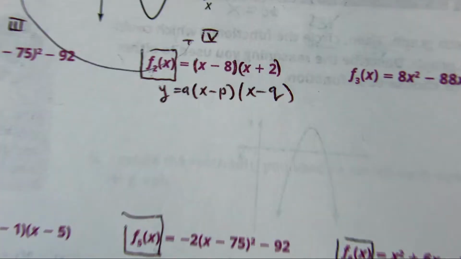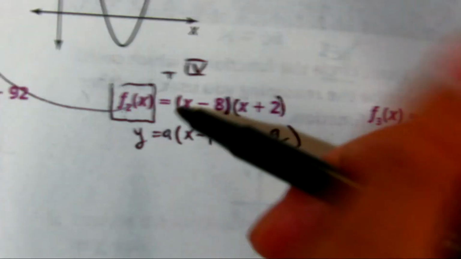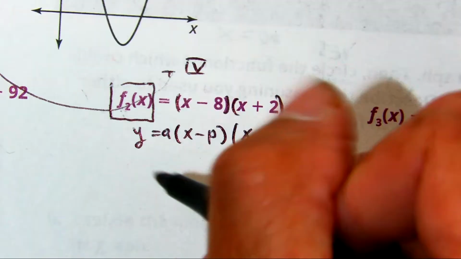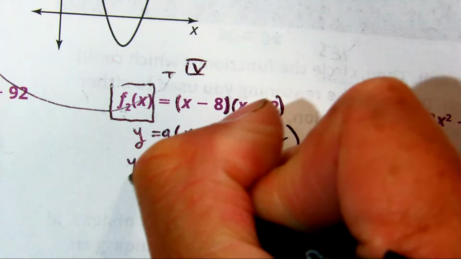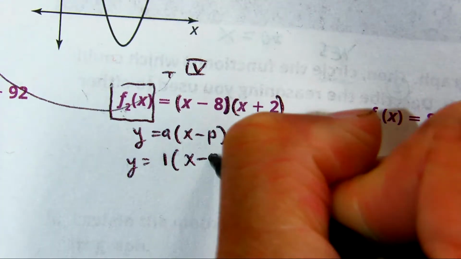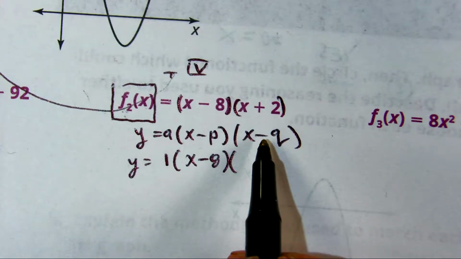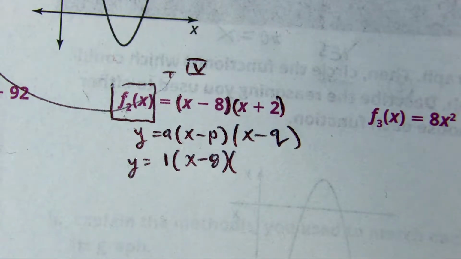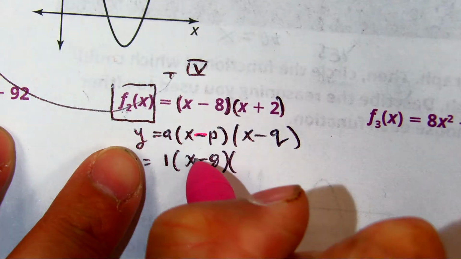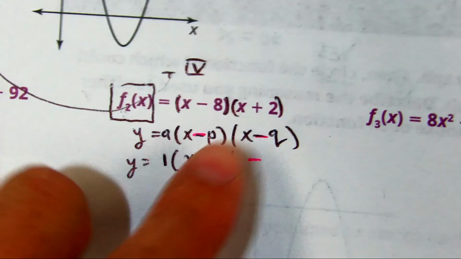A couple of things I notice. I notice that there's no A value. So I'm thinking to myself, is it a 0 or 1? The answer is it's a 1. I'm just going to rewrite the numbers, x minus 8. I recognize in the formula that it has to have a minus sign. But they've given me a plus 2.